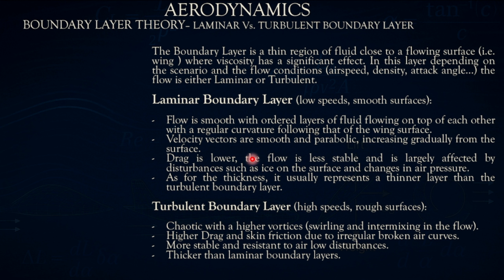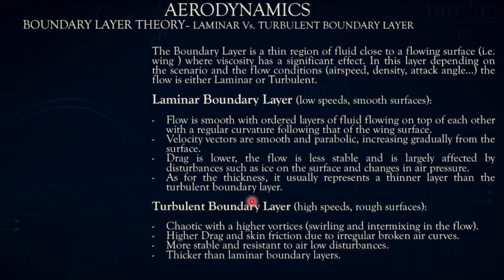Drag is lower, but the flow is less stable and is largely affected by disturbances, meaning that when you have a sudden shift of air pressure, the flow is broken, okay? Or it can even be affected by rough surfaces, such as a formation of ice on the surface, and changes in the air pressure. As for the thickness, it usually represents a thinner layer than the turbulent boundary layer, and this layer is closer to the surface of the wing.